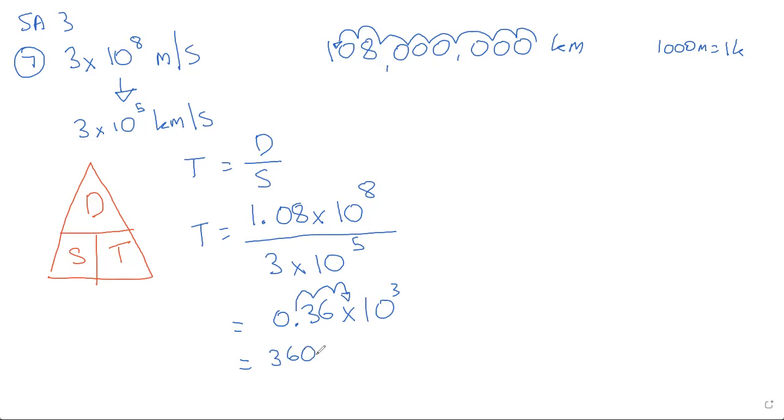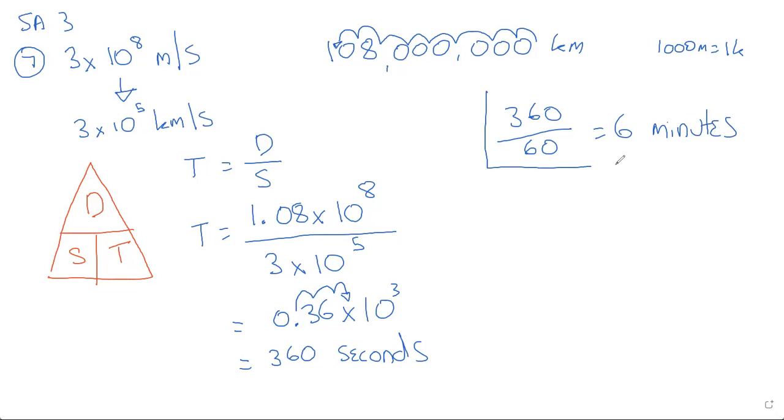Now, what unit of time are we talking about? If you have a look at what we were measuring in the first place, this is seconds. The question asked for minutes. So if I've got 360 seconds and there are 60 seconds in a minute, it's going to take 6 minutes. Well, not me, it's going to take light 6 minutes to travel that distance.